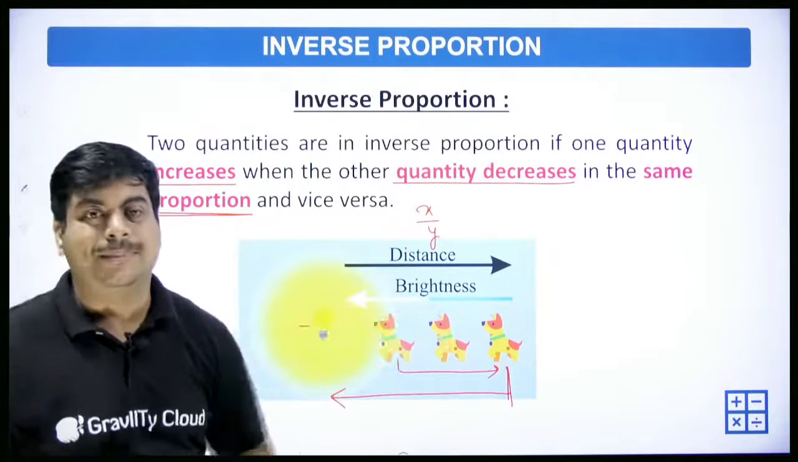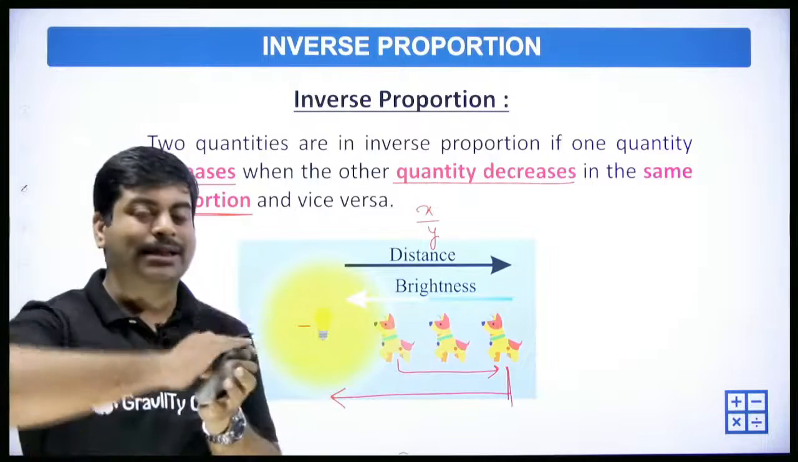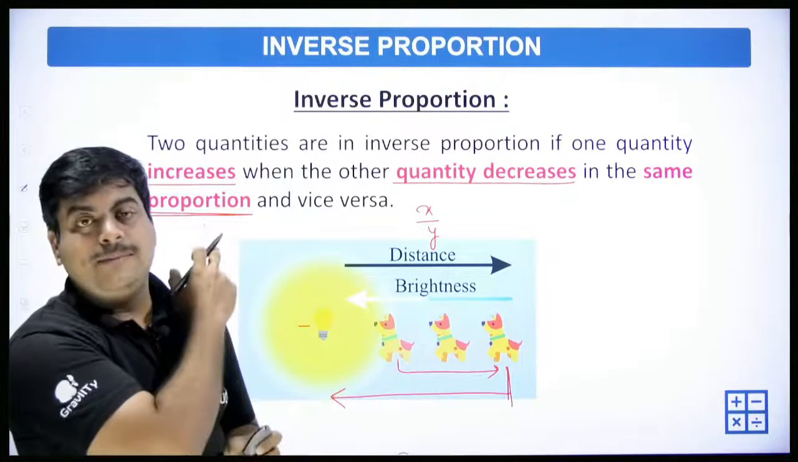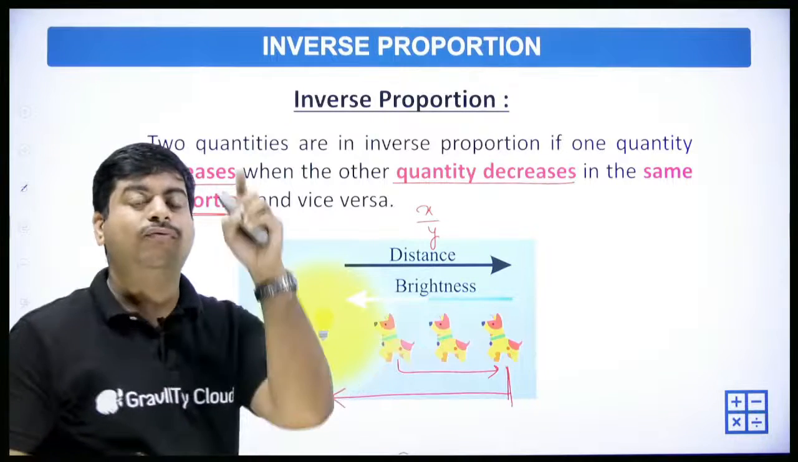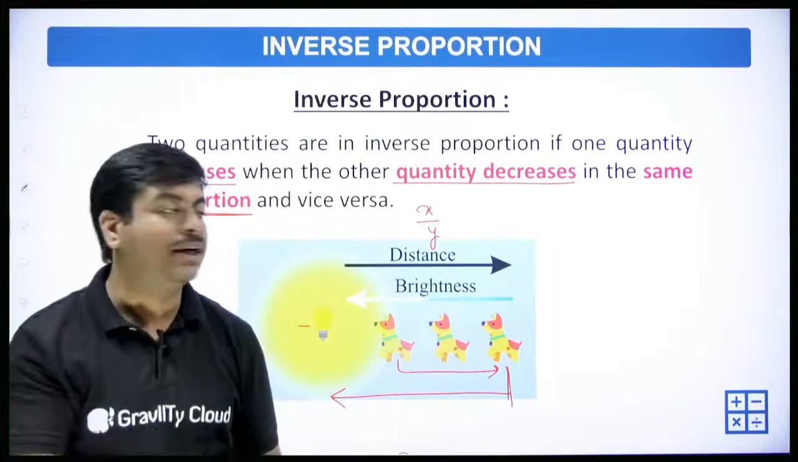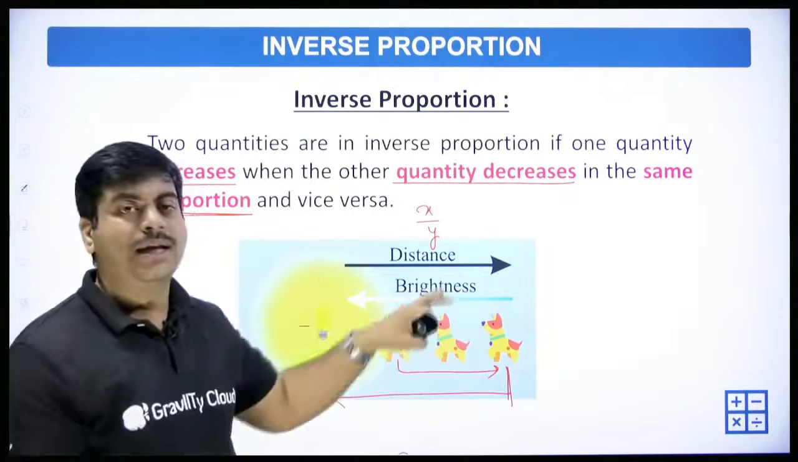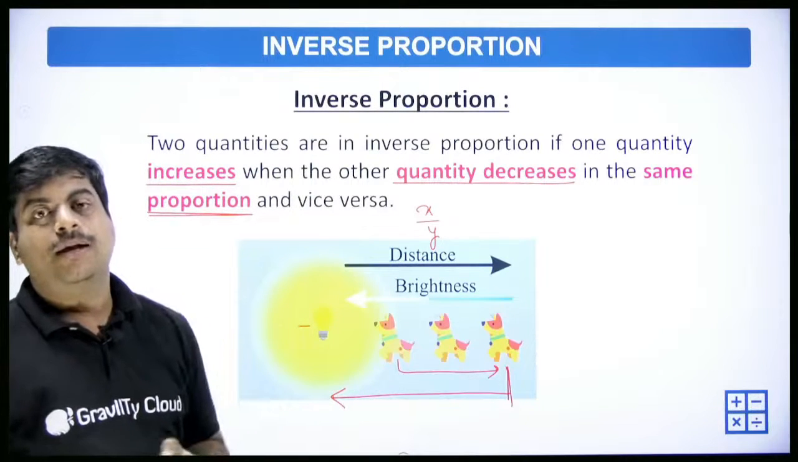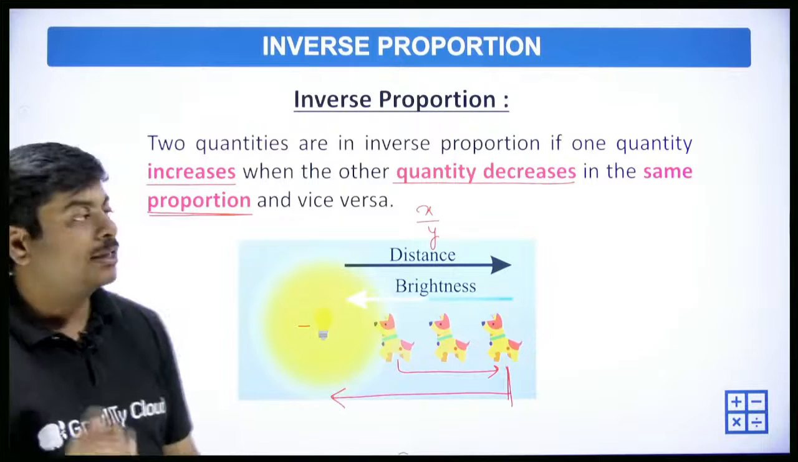These two are not the same. Distance increasing and brightness increasing, that comes under direct proportion. But here, as one increases, the other one decreases. So such type of thing we say is inverse proportion.